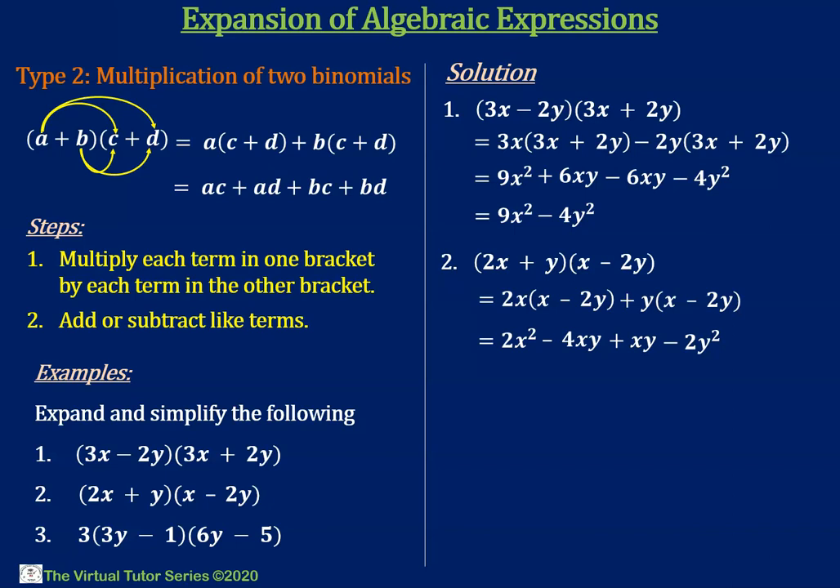Step 2: Let's add or subtract the like terms. So we have 2x squared, and negative 4xy plus xy gives us negative 3xy, and then minus 2y squared.